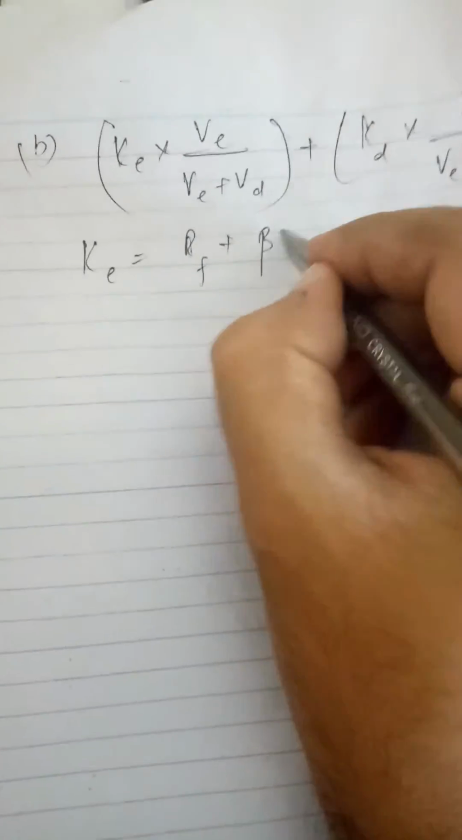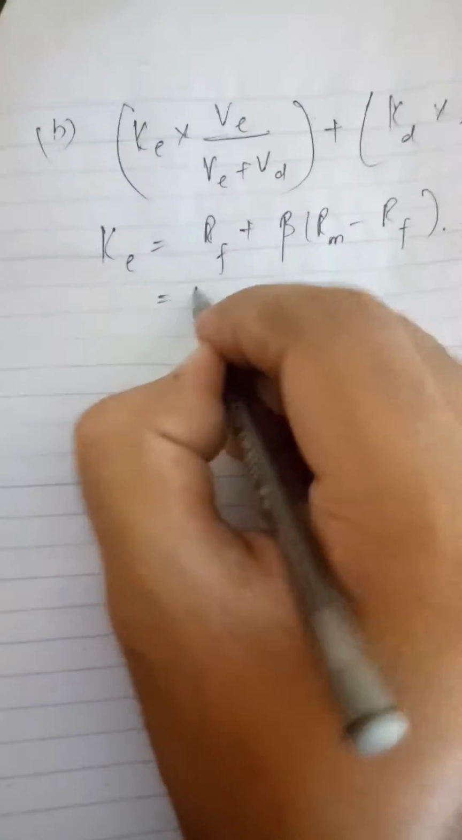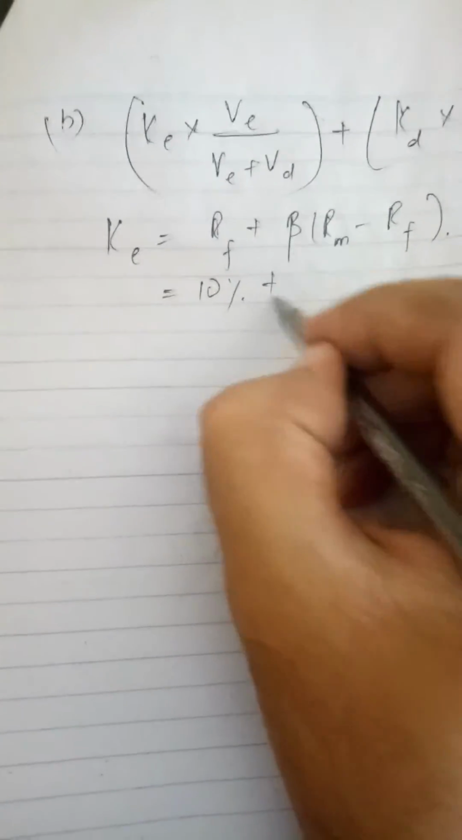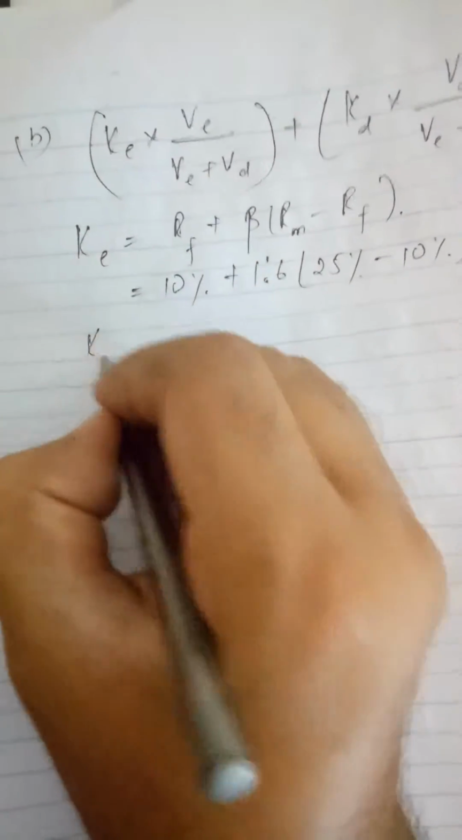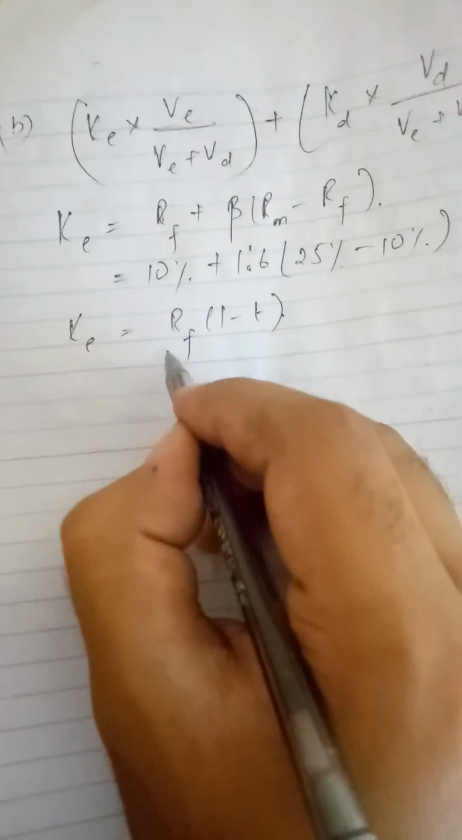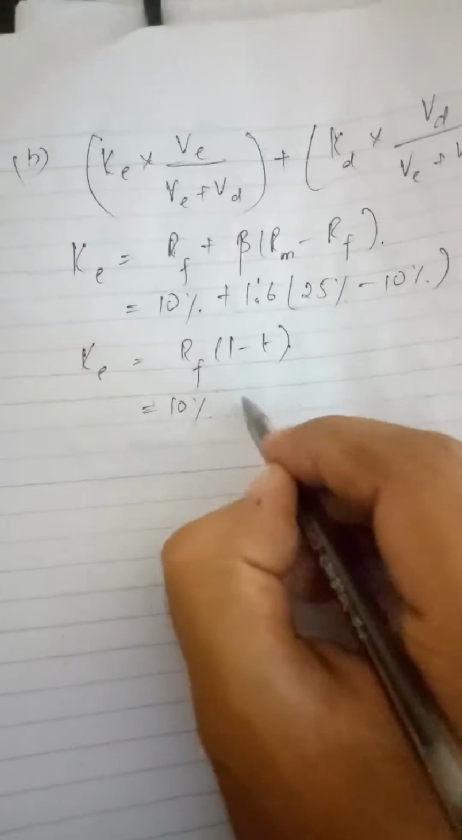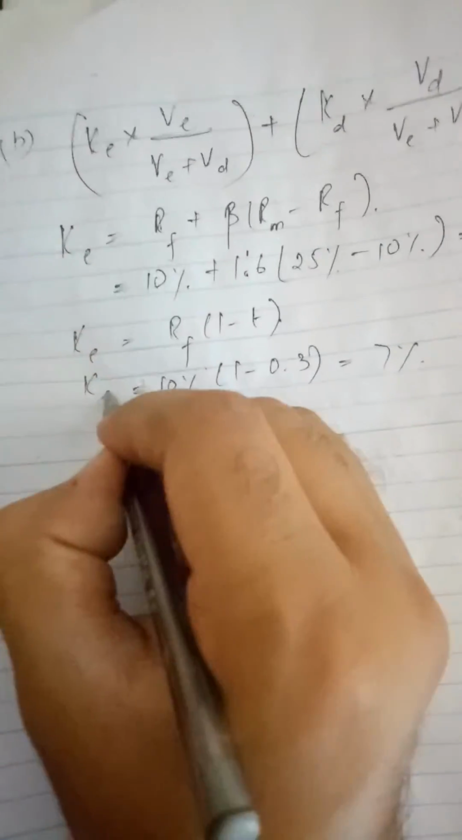Ke = RF + beta × (RM − RF). That is 10% + 1.6 × (25% − 10%), which would be 34%. And Kd is what? Kd = RF × (1 − T), that would be 10% × (1 − 0.3), which is 7%. Now, the suitable discount rate for the project.